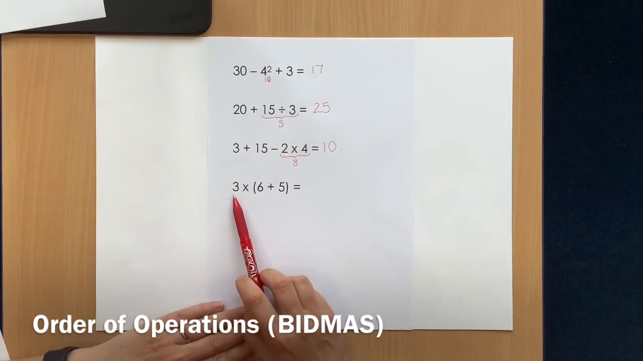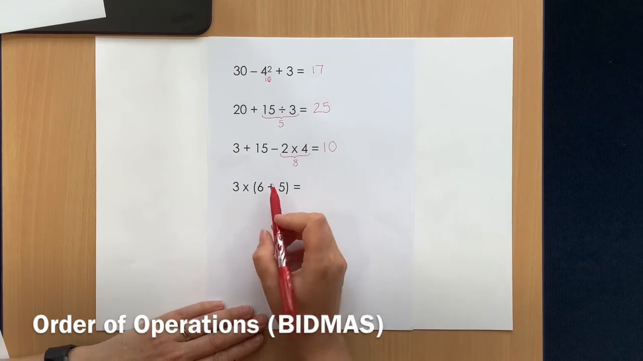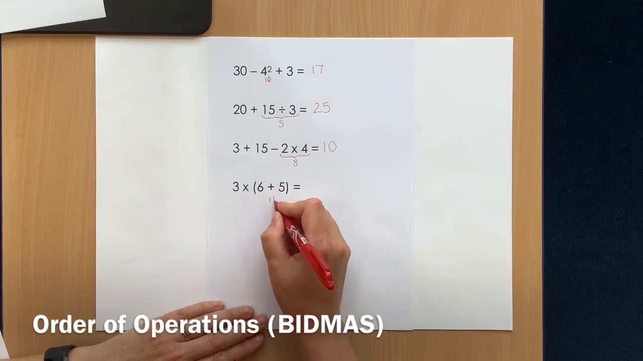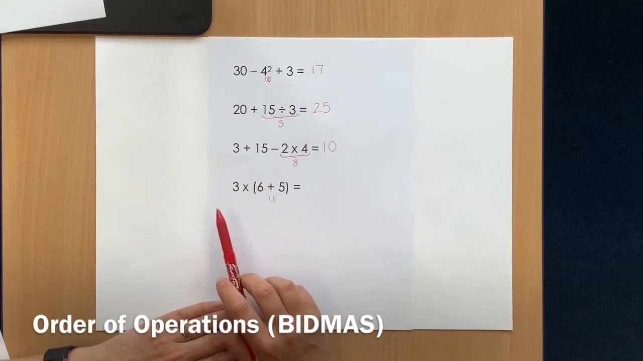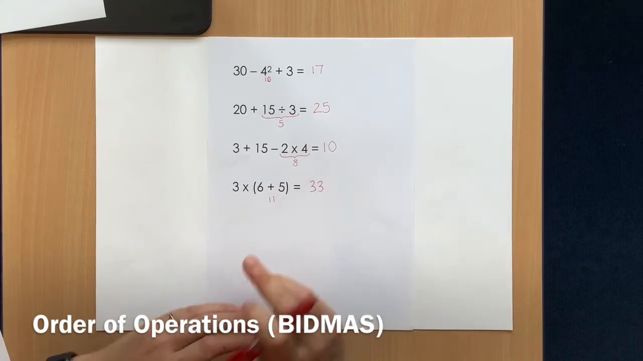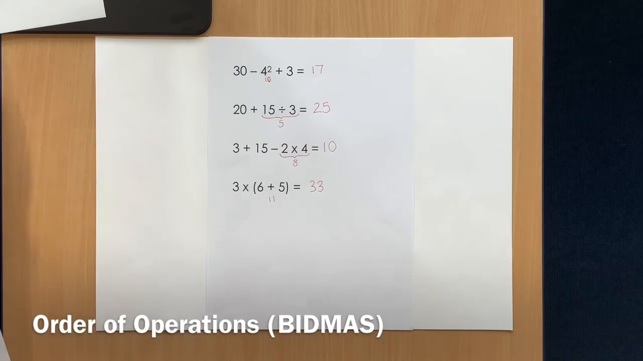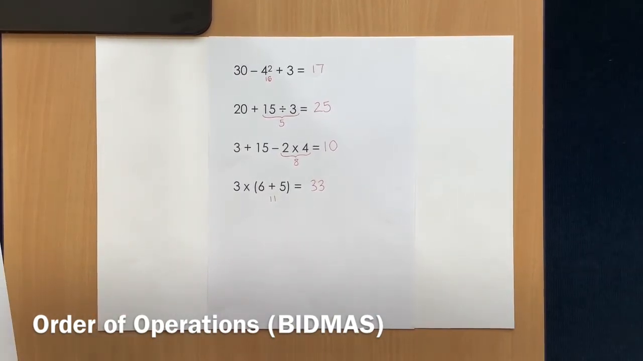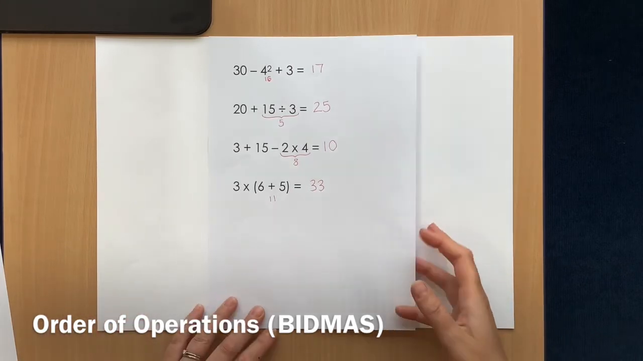And then this time we've got brackets. You always do brackets first. So 6 and 5 is 11. And then you work from left to right. So 3 times 11 is 33. So that was just a little recap for you. What I'm going to ask you to do now is I'm going to give you some calculations. I'm going to ask you to create your own number problem based on those number sentences.